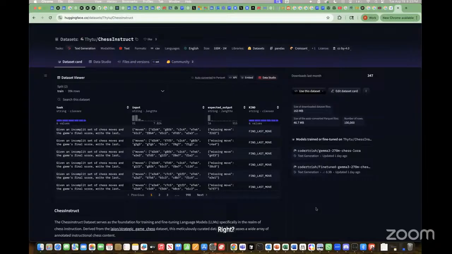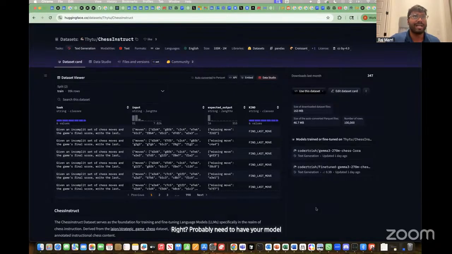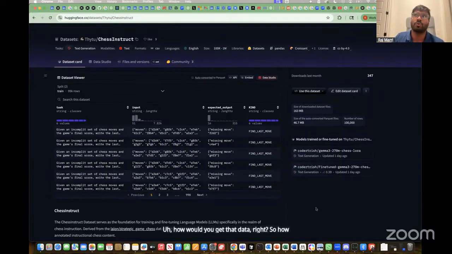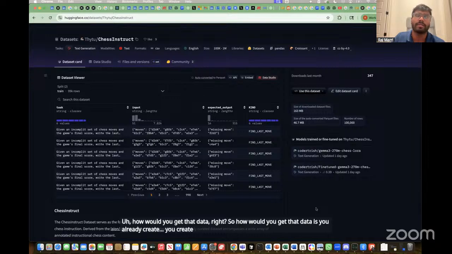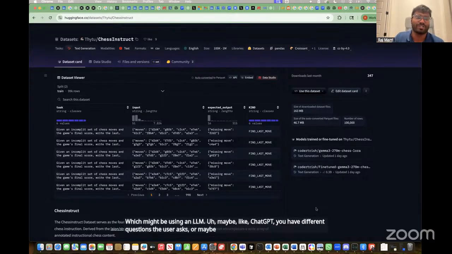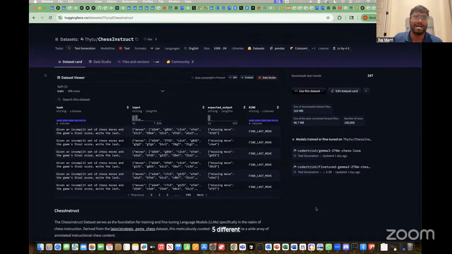Probably you need to have your own model. You might use that data set to fine tune, but your data set would be way different than this data set. So in your case, how would you get that data, right? How you would get that data is you create a chatbot to begin with, which might be using an LLM, maybe like ChatGPT. You have different questions the users ask, or maybe you just generate questions based on the columns that you have in a database. Like maybe your database has 5 different columns, and you just ask your LLM to create like 100 questions based on that. And now your LLM would get those questions and generate SQL.